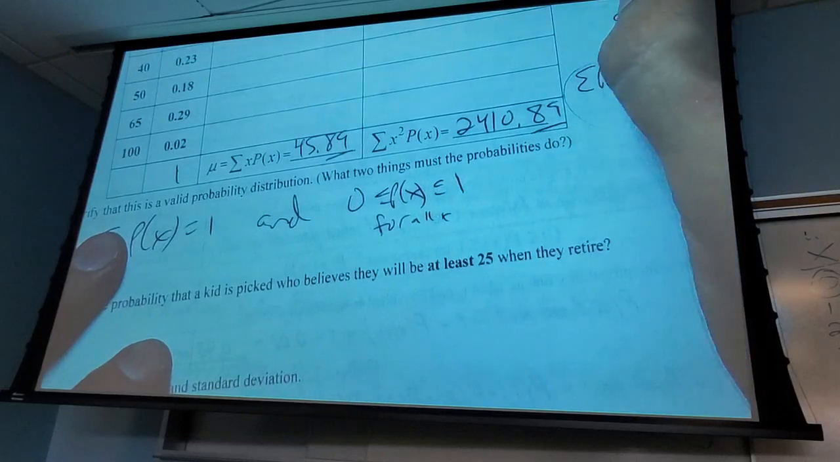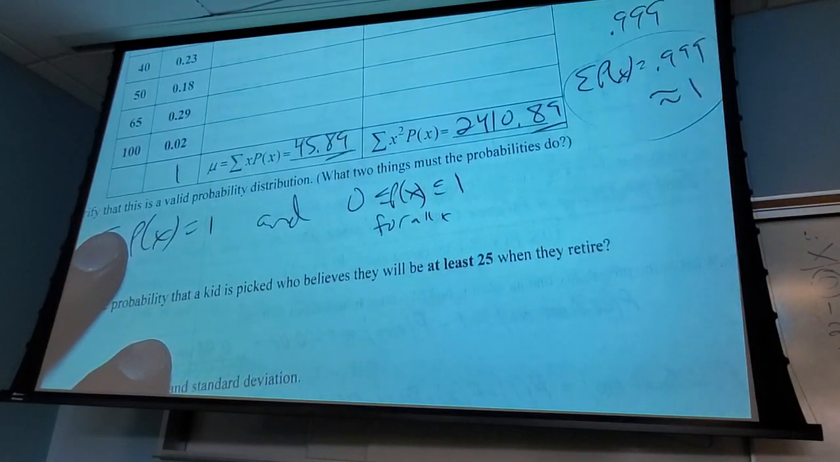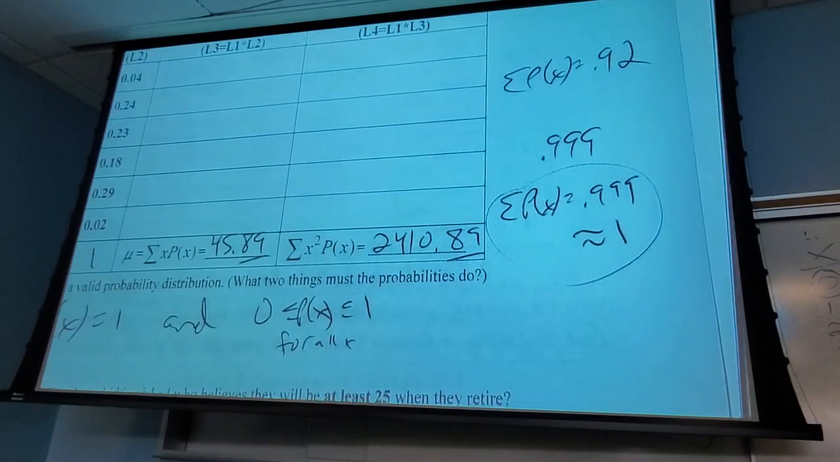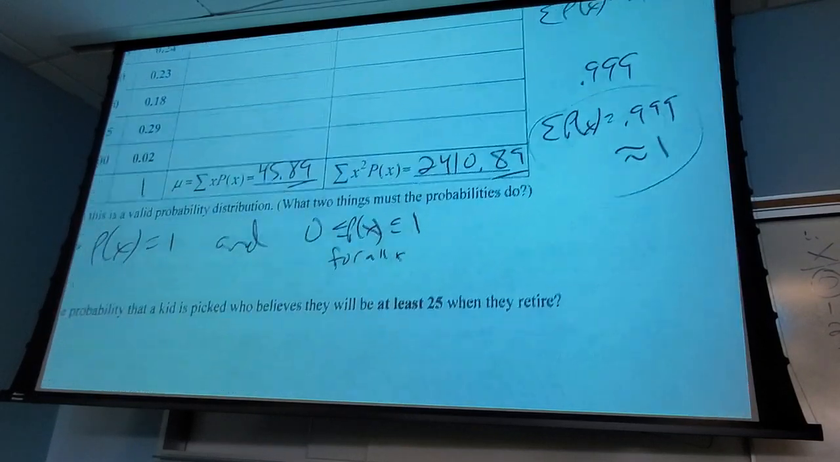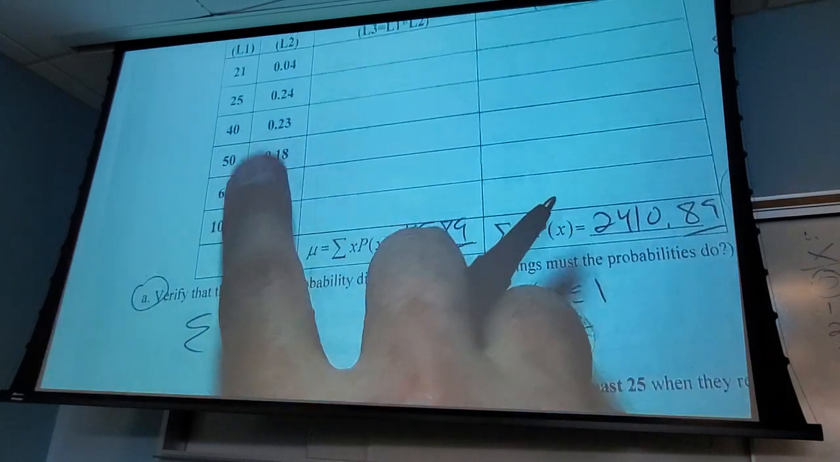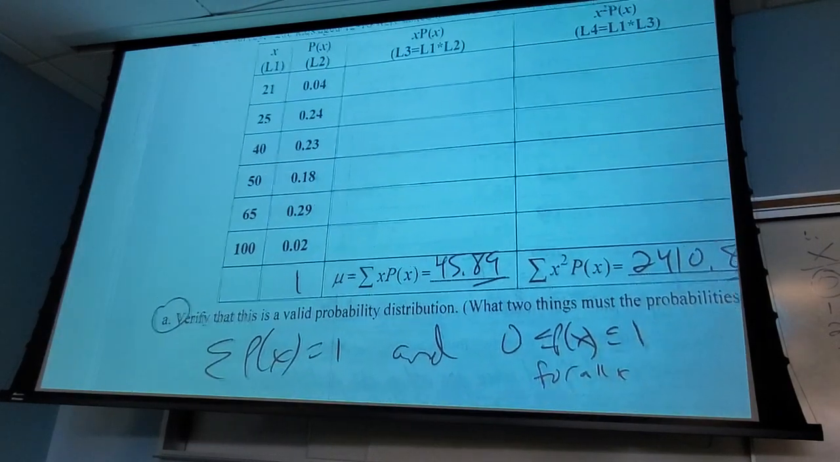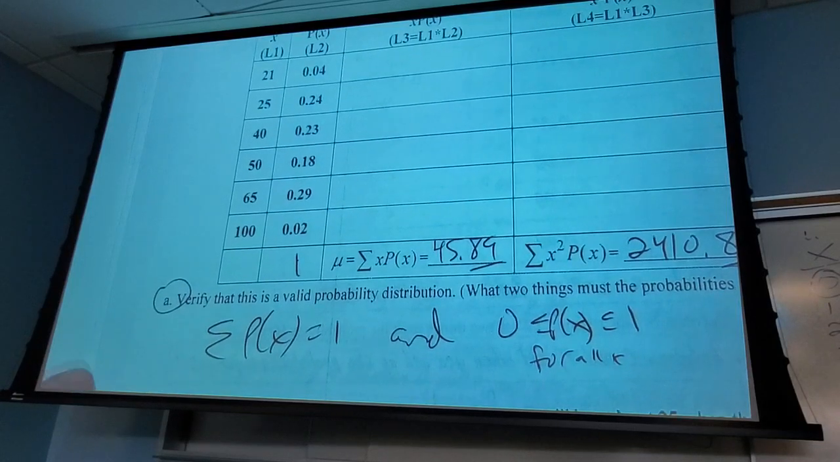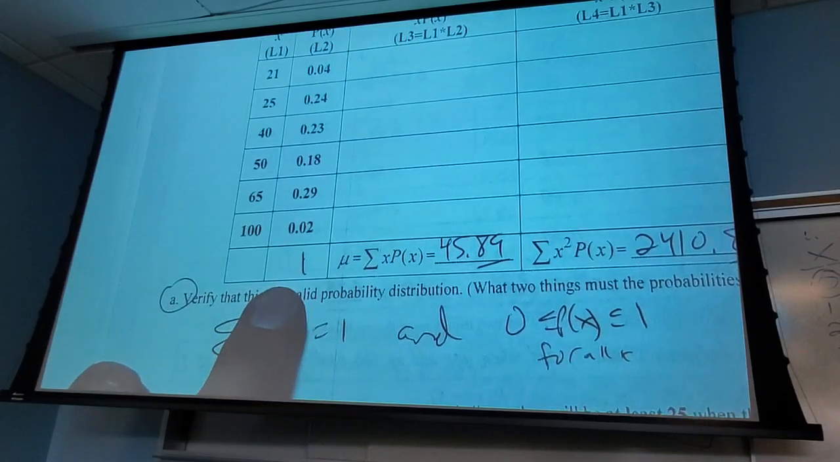Now, what if you got the sum of P of X was 0.92? What do you think? Is that okay? Hell no. Something went drastically wrong. Okay. Real quick question. Just look at this. What's the probability that a kid said they're gonna retire at age 100? 0.02, a 2% chance, correct?